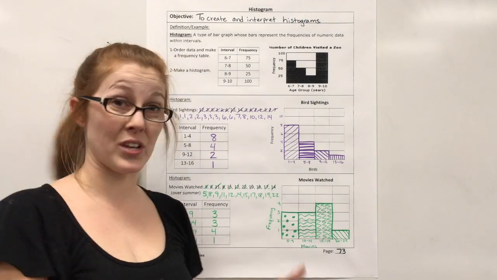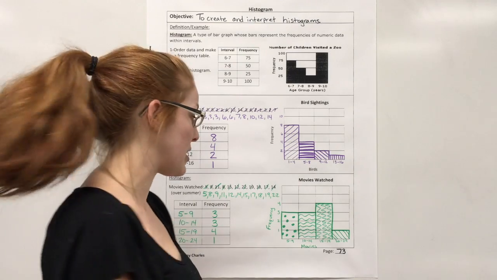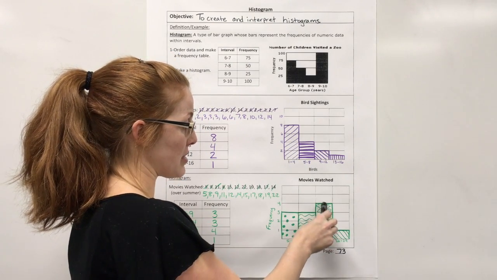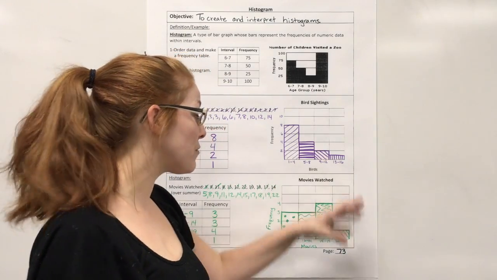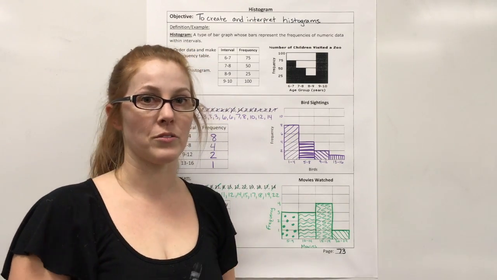I could also find percent questions. So if I want to know the percent of people who watched 10 to 14, well, 3 out of 11 total, and then I could turn that to a percent. So I can still find a lot of things. I just can't necessarily find mean, median, mode, range, okay?